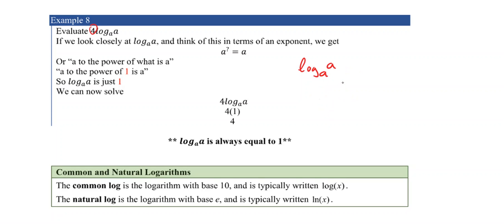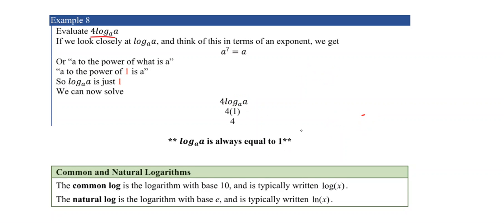So whenever we get this situation where we've got the same number as the base, that will always be equal to 1. So in this case, when we have 4 times log base a of a, that's really just 4 times 1, which is equal to 4. Okay, so keep an eye open for these types of situations. Another example: if I had log base 2 of 2, well, that's just 1, right? Because 2 to the power of 1 is 2. If I had log base 50 of 50, well, that's just 1.